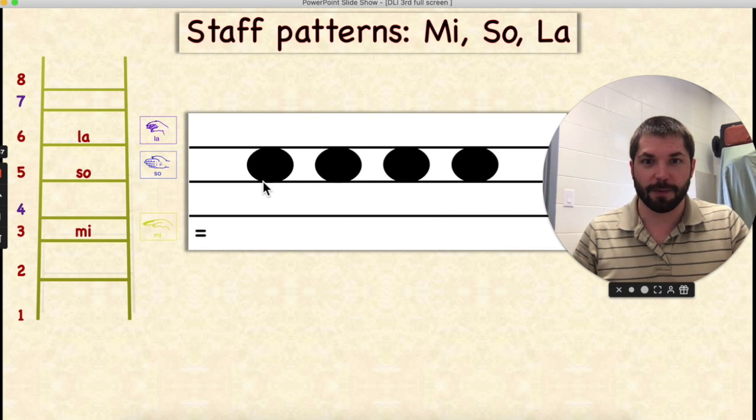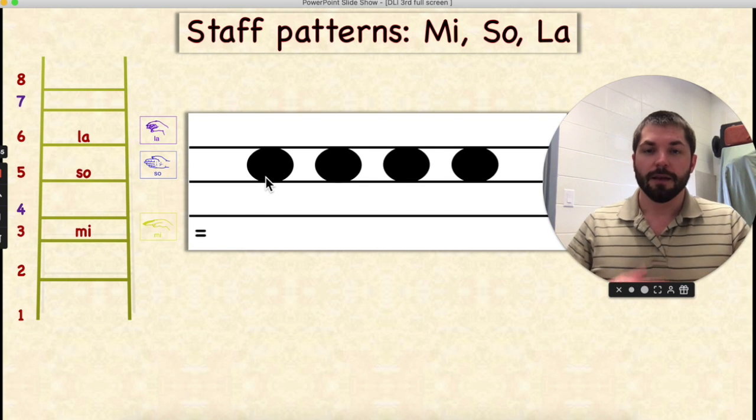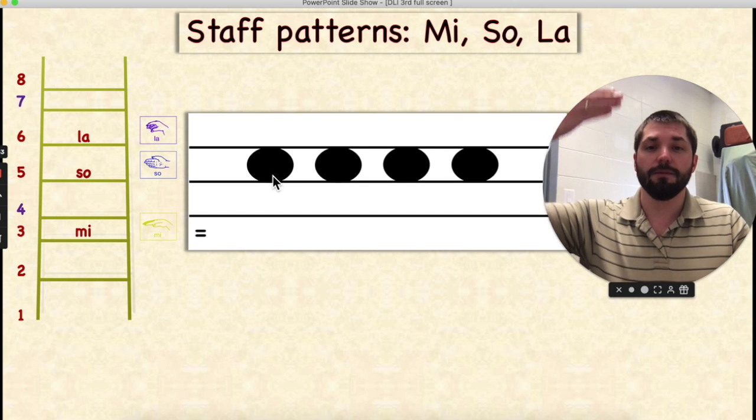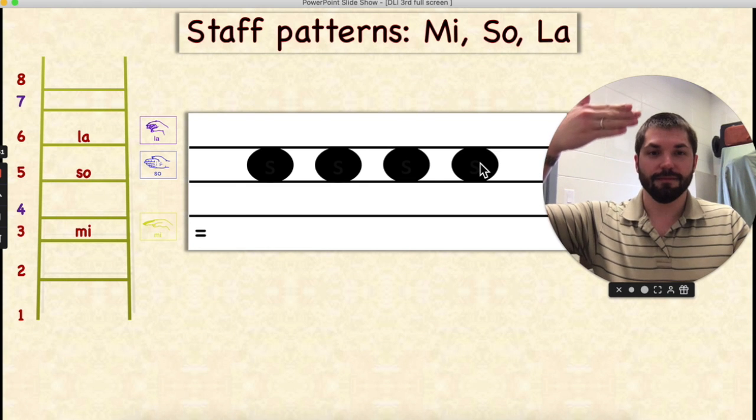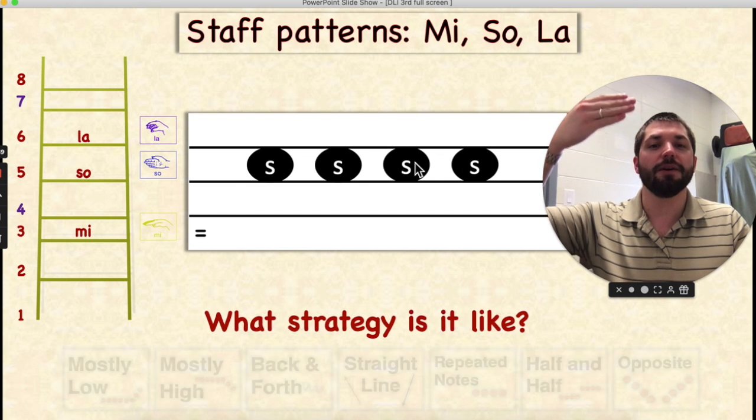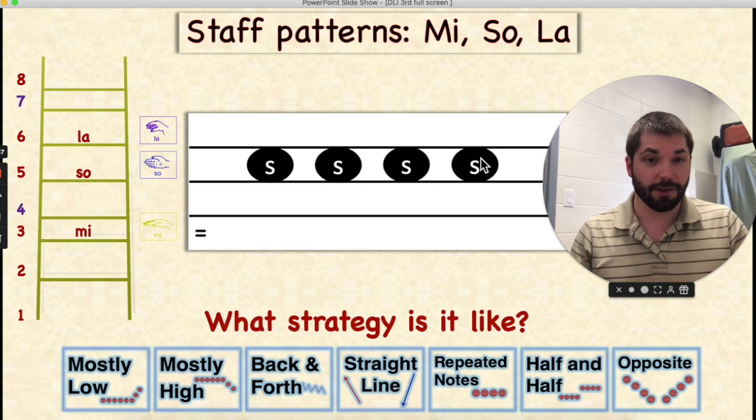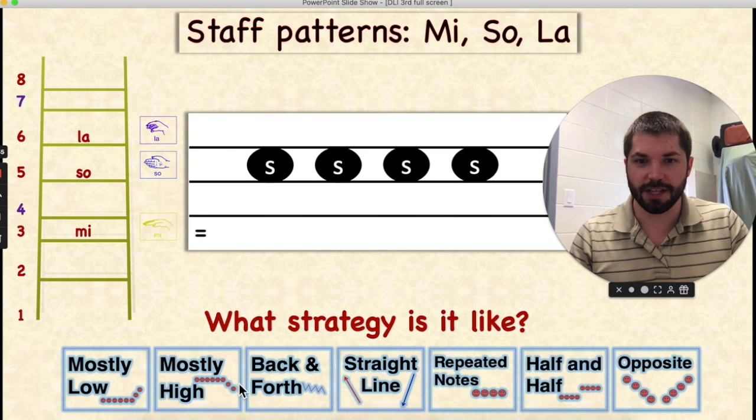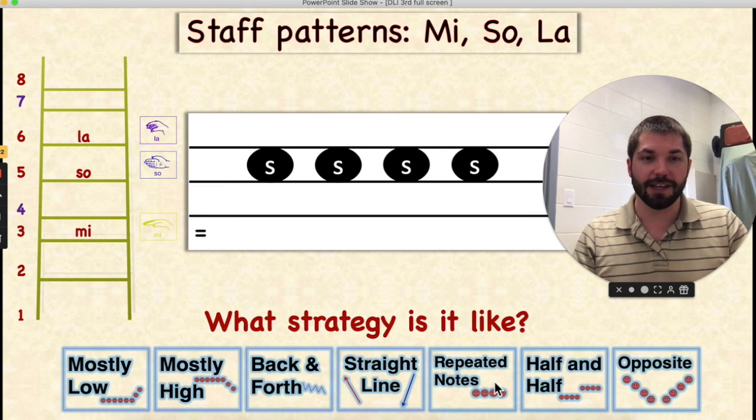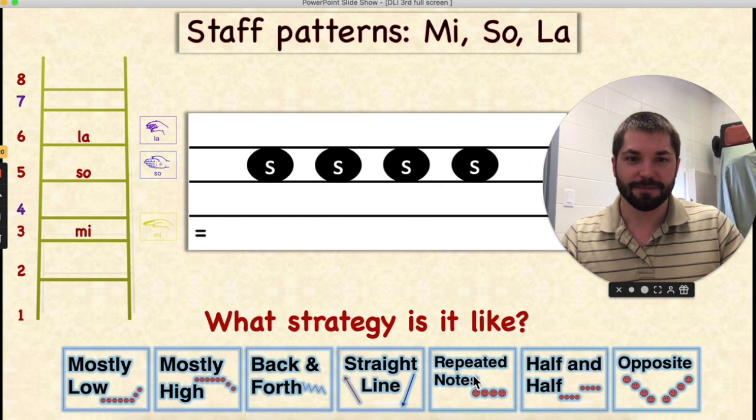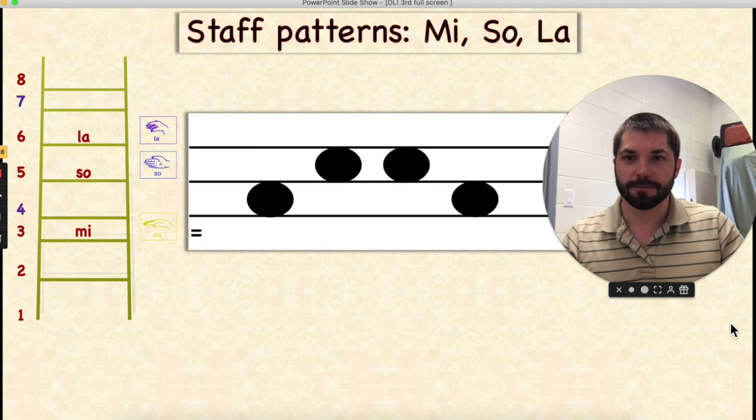Okay, here's a really easy one. Let's sing this one. I bet you don't even have to think much about it. Ready, go. Yeah, so. All of those are the same, so what strategy is that? Now be careful, don't say straight line, because the straight line means it's going up or down straight line. This looks more like it's all the same, or repeated notes. Did you see that?